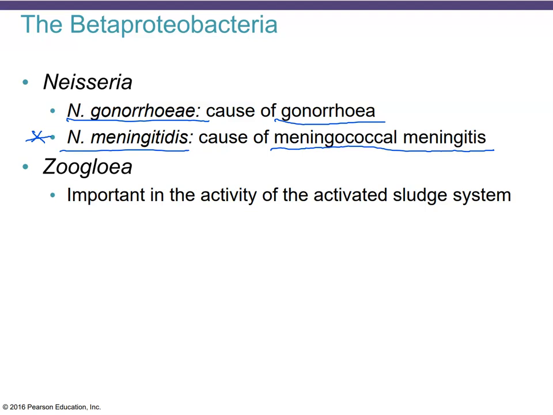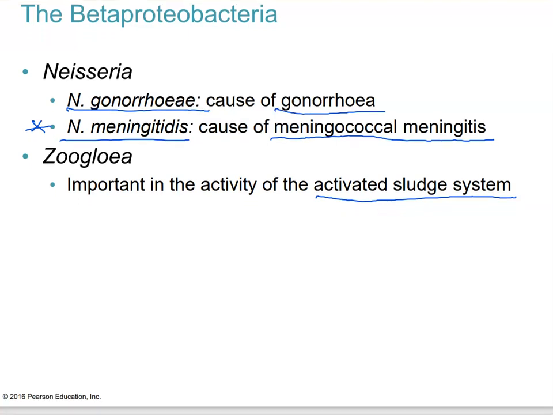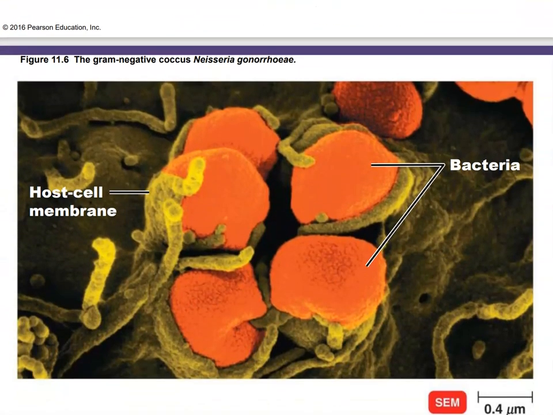Zooglua, these are important for activated sludge systems. So if you go to a sewage place, where they are sort of cleaning up wastewater, that's what's called activated sludge, when they take the sewage water and try to clear it so that at least it can be used to water lawns and something like that. There apparently Zooglua is important, but we will not talk about it again.